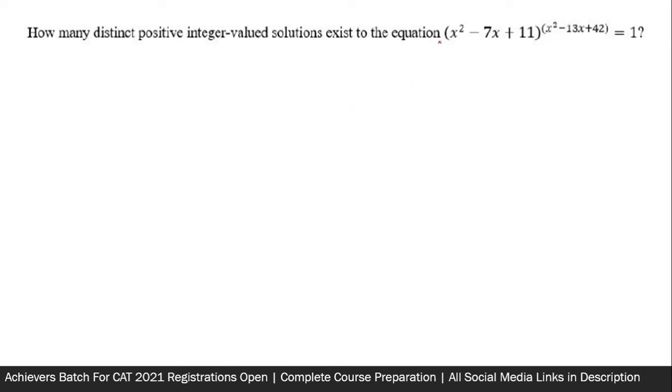Okay, so the first thing that I'm going to do is call this expression A and the expression in power B. So basically I want A to the power B to be equal to 1. Now this can happen in 3 ways. 1, if A is 1 and B is anything. We don't care about B if A is 1. So B could be negative, positive, fraction, rational number, irrational number, doesn't matter.